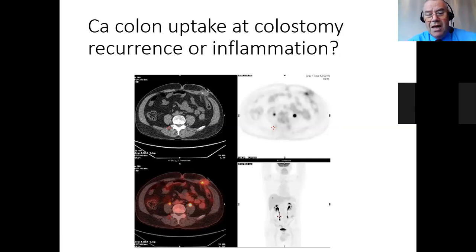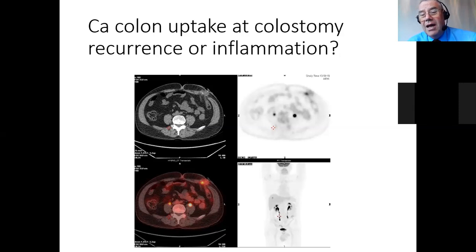Now, this patient was planning for that, and we did actually see a liver met. You can see there's just a liver met on the MIP image, but then had this FDG uptake at the back of the colostomy. Now, what is that? Is that due to recurrent tumor or residual tumor, or is that just due to inflammation? And you just don't know.